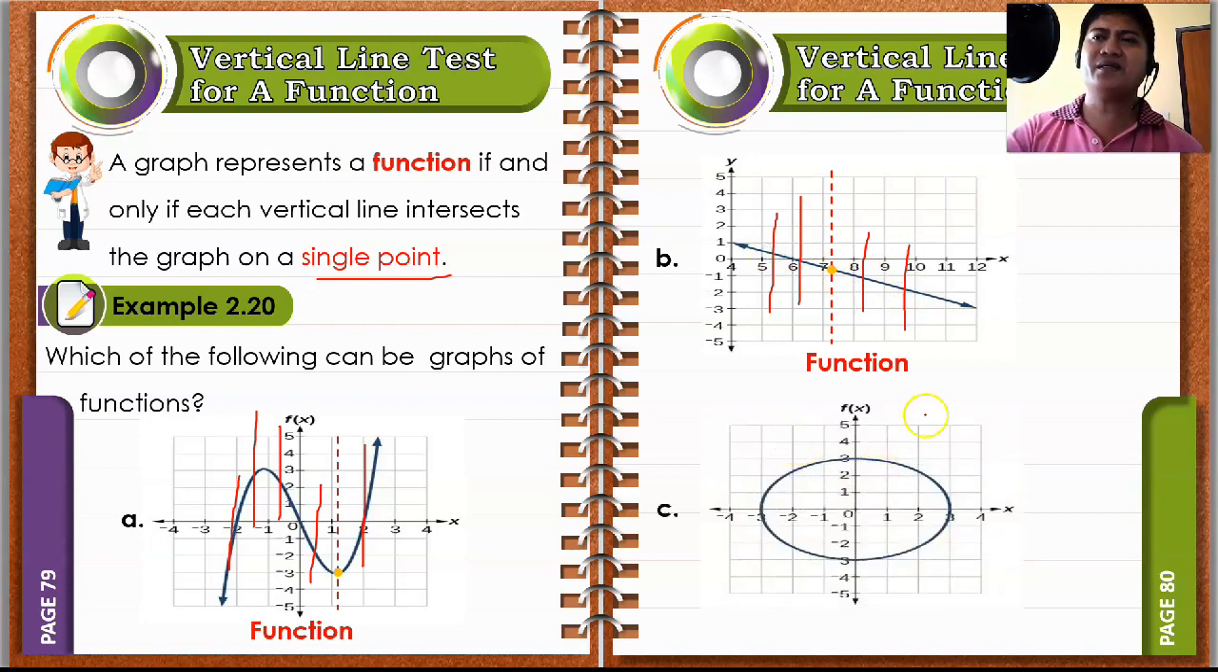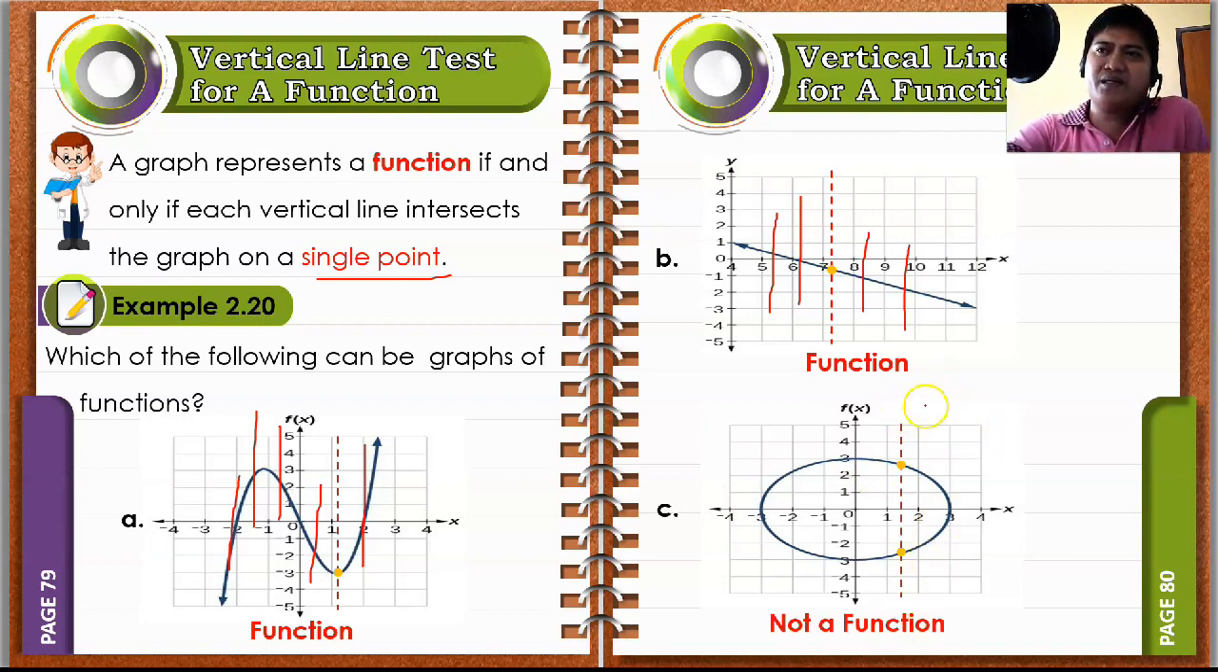For letter C, this is an example of not a function. As you notice, with the vertical line test, there are two intersections. This is the first intersection of the graph, and this is the second intersection. So this violates the rule of the vertical line test. Therefore, this is not a function.